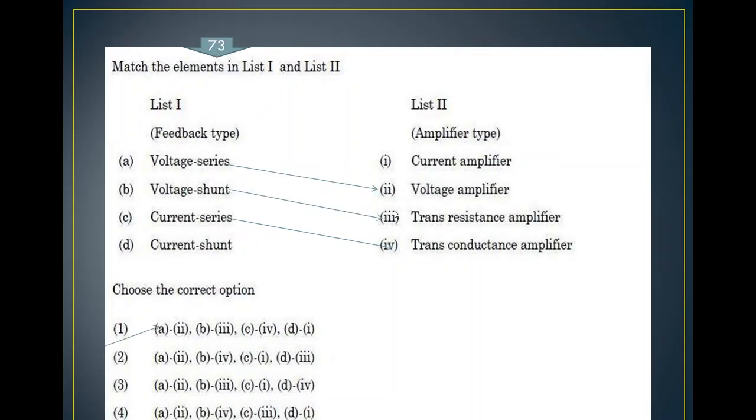Next question. Match the element list first and second. Once again, matching, that is in list first feedback type and list second amplifier type. Choose the correct option. You get option first, option second, option third, and option fourth, and the correct answer is option first. That is A connects to second, B connects to third, C connects to fourth, and D connects to first. That means voltage series connects to voltage amplifier, voltage shunt connects to transresistance amplifier, current series connects to transconductance amplifier, and current shunt connects to current amplifier.